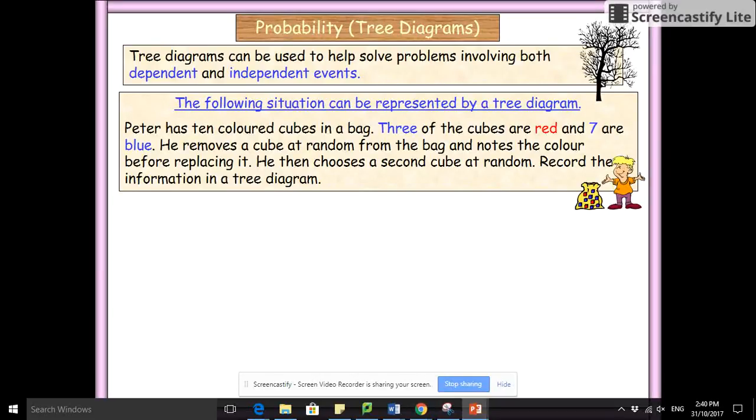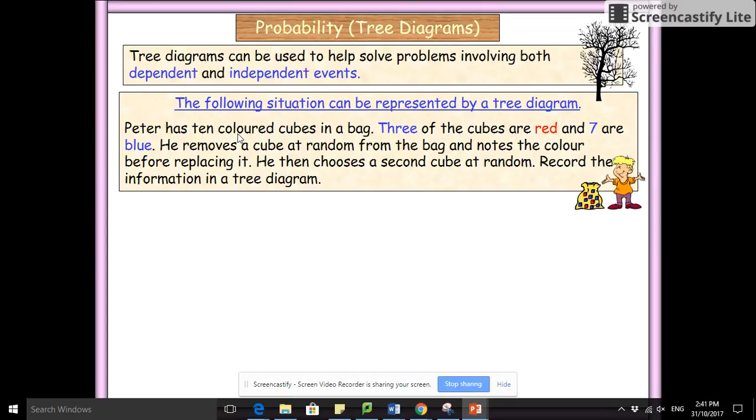Okay, so we're looking at tree diagrams, and this is going to progress from where we left off the last time. It says that tree diagrams are used to solve problems involving both dependent and independent events. Okay, so this is what we're looking at now. The following situation can be represented by a tree diagram.